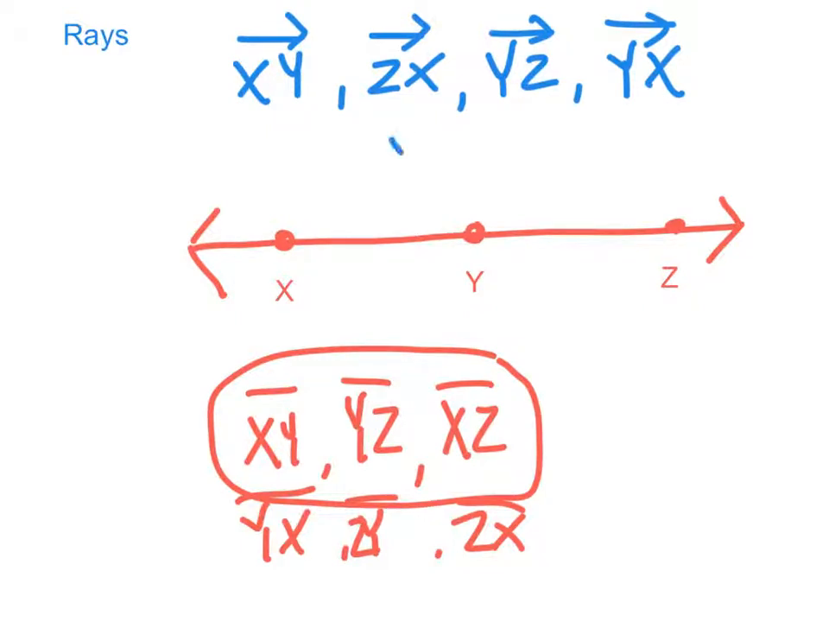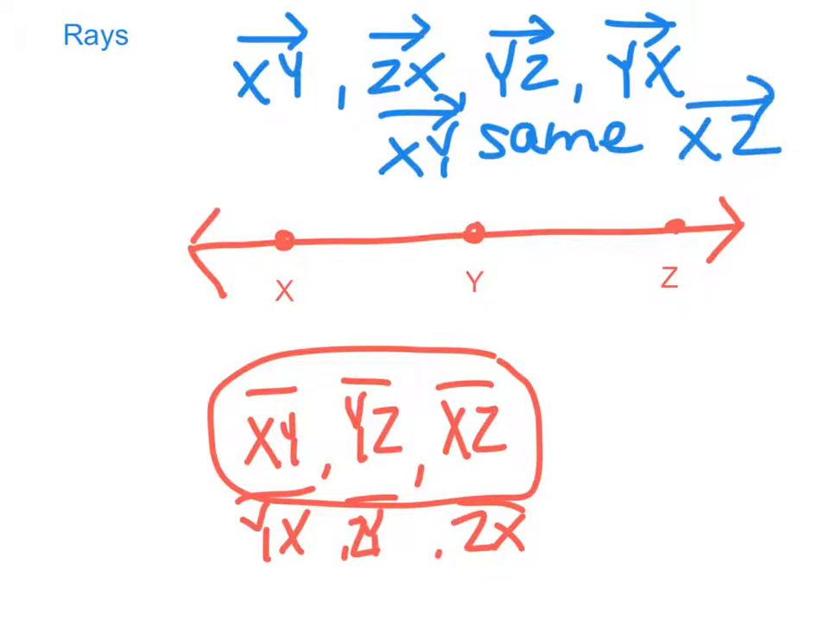Just so you know, if I were to name ray XY, that would be the same as calling it ray XZ. That point is on the same ray. Point X is the endpoint of the ray. The endpoint, remember, is always the first letter in the name of the ray. The second letter can be any other point on that ray.